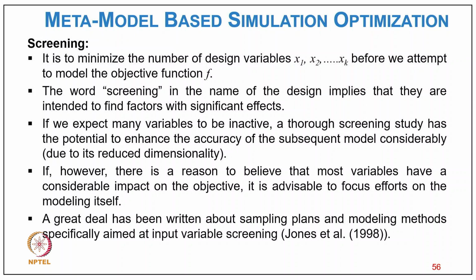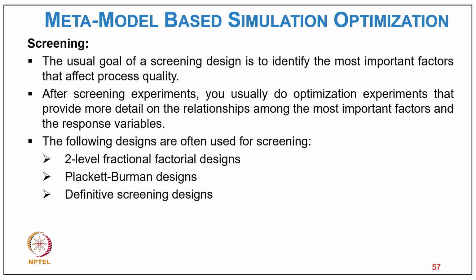A great deal has been written about sampling plans and modeling methods specifically aimed at input variable screening, typically from Jones et al. of 1998. The usual goal of the screening design is to identify the most important factors that affect process quality, and after the screening experiment one usually does an optimization experiment that provides more detail on the relationship among the most important factors and response variables. The following designs are used for screening: the two-level fractional factorial designs, Plackett-Burman designs, and of course definitive screening designs.